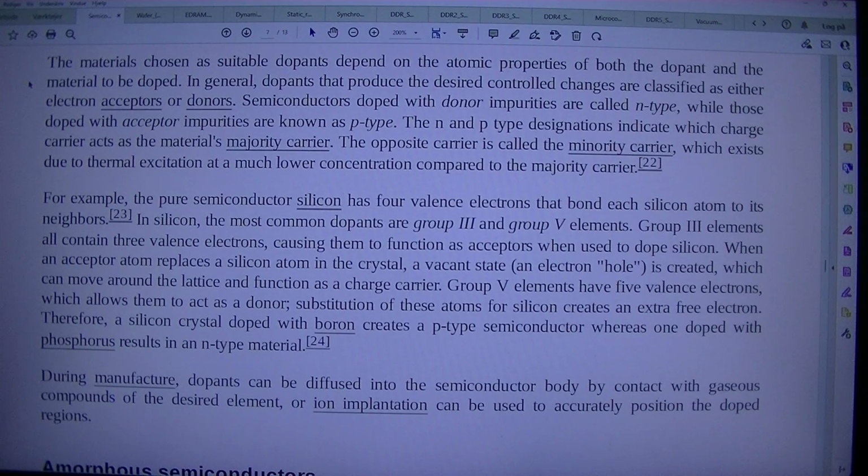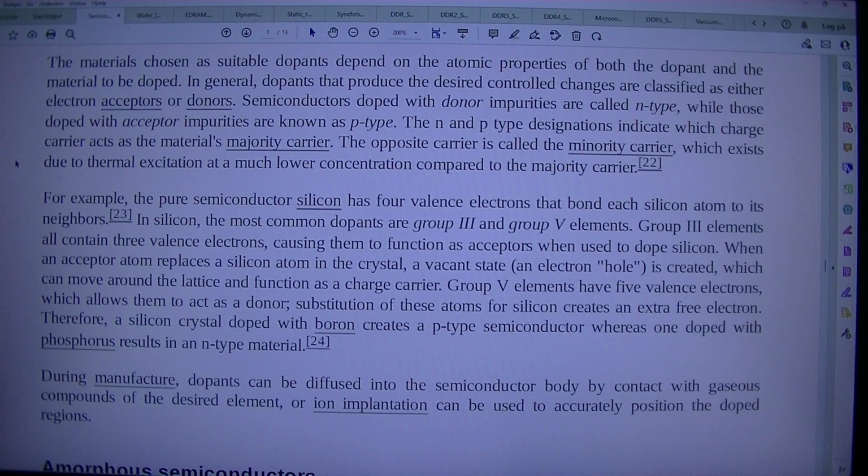In general, dopants that produce the desired controlled changes are classified as either electron acceptors or donors. Semiconductors doped with donor impurities are called N-type, while those doped with acceptor impurities are known as P-type. The N and P-type designations indicate which charge carrier acts as the material's majority carrier. The opposite carrier is called the minority carrier, which exists due to thermal excitation at a much lower concentration compared to the majority carrier.